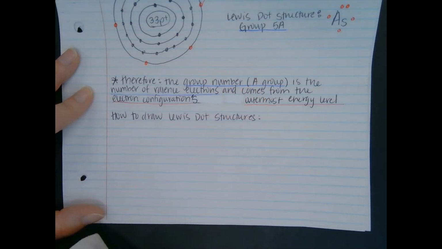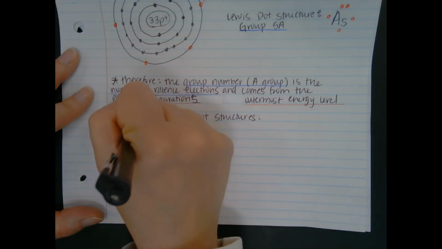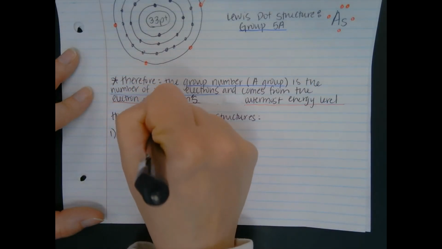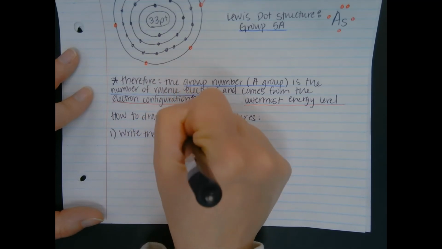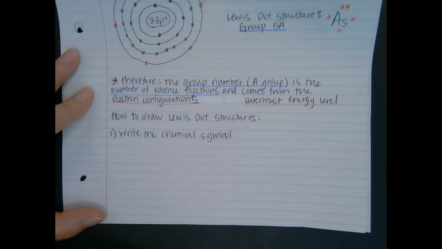So, how to draw Lewis dot structures. Number 1: write the chemical symbol, meaning that 1 or 2 letter symbol from the periodic table, and remember only the first one is capitalized.